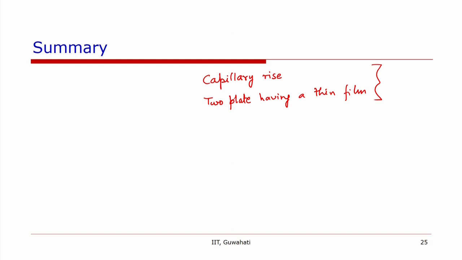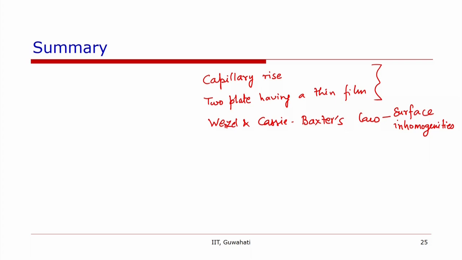Then we also looked at the Wenzel and Cassie-Baxter's law for the surface inhomogeneities. It may be chemical or physical. So the Wenzel's law takes into account the physical inhomogeneities of the surface, and Cassie-Baxter's law takes into account the chemical inhomogeneities of the surface.